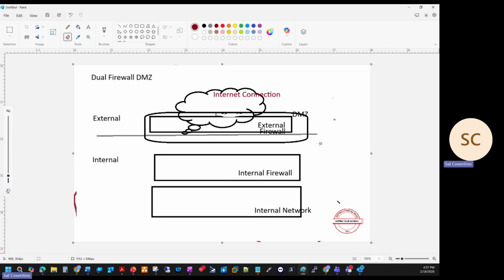So remember, DMZ, firewall, external, internal: you're providing high assurance segmentation between the public and the internal services. So you have your public services and you have your internal systems, whatever your internal systems are, and then your services that are publicly segmented inside the network.